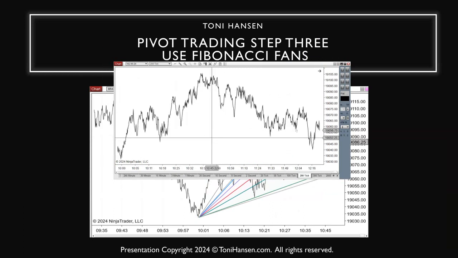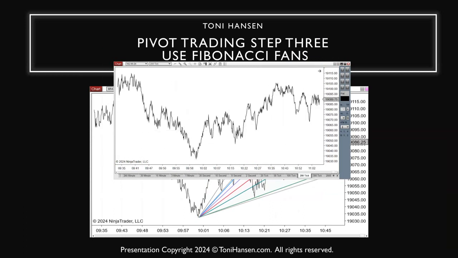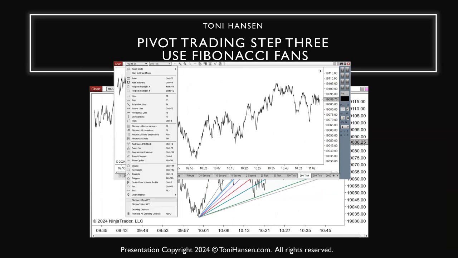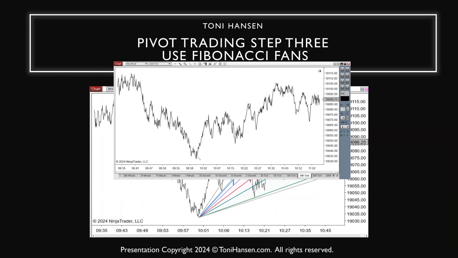So to add the fib fan from the chart, I would go up to my little pencil here, drawing tool, and now in Trade Tracker, my tools are down here at the bottom. So I select the Fibonacci fan, go from the low, and since this impulse move is so high, look at what happens. The fib fans don't help at all.